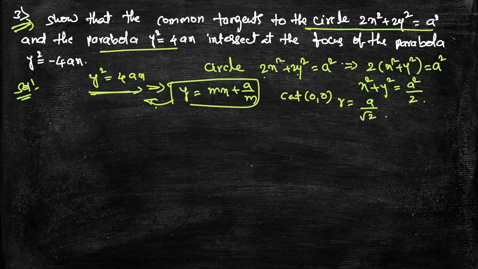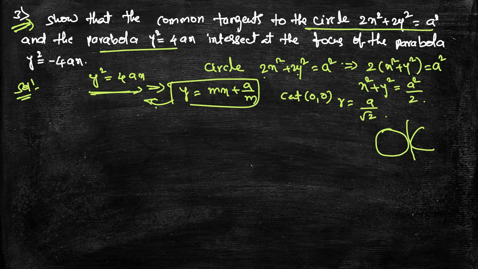So here, the circle and the parabola touch the same common tangent. He is asking us to find that.